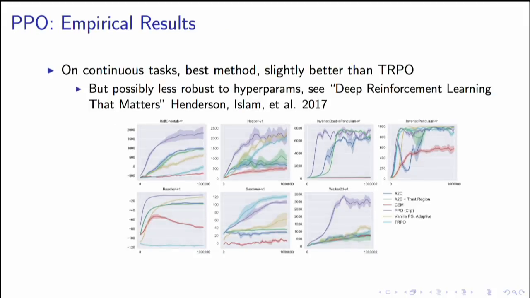Okay, so just to show some plots illustrating this. On continuous tasks, it's better than TRPO. Well, it's not a lot better, it's a little better. We use these very small MuJoCo tasks that you might have seen on the homework. Did you guys do homework assignments with these tasks? Yeah.